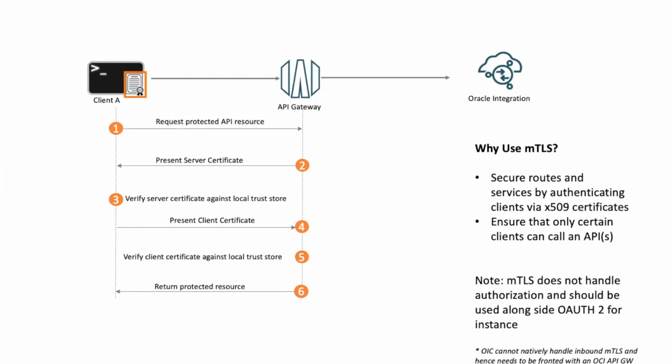Maybe another question is why we need to do this for Oracle Integration. Can you tell me, Stan, why we need to do it for Oracle Integration? Yeah, so Jin, we're using the API gateway here because today, at least, OIC cannot natively handle inbound mutual TLS. We can do outbound from OIC directly, but if you want to do inbound into OIC, you need to front OIC with an API gateway. Okay, so that's one of the reasons I want to show this for OIC API.